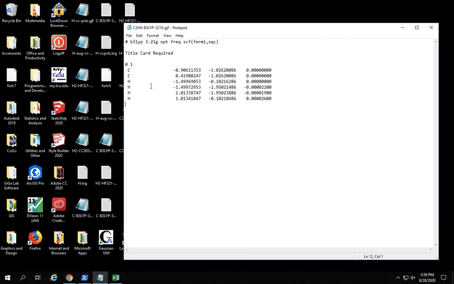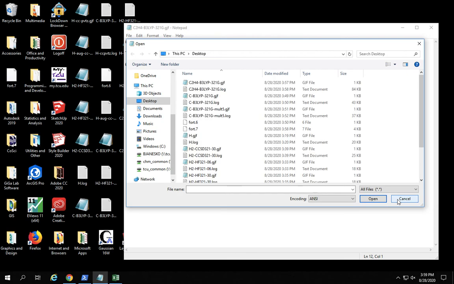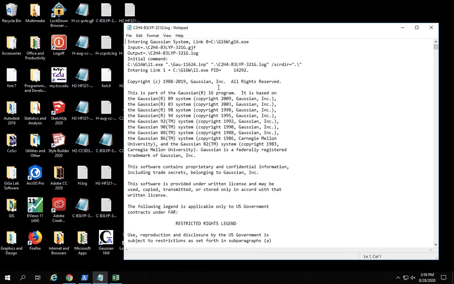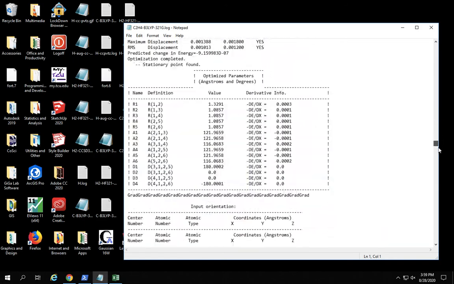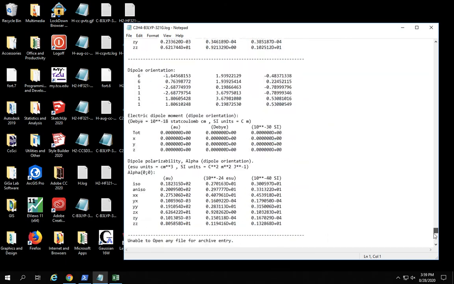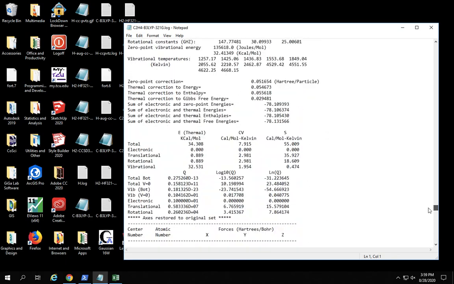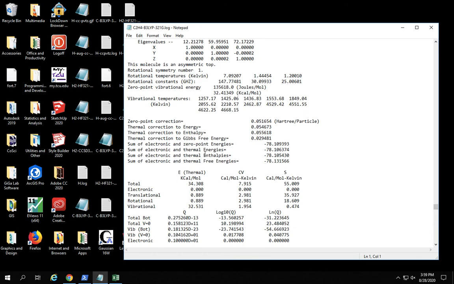Regardless, here's my results. Here's my B3LYP 321G. I scroll all the way down to the bottom. The calculation optimizes, I get vibrational frequencies. All the way at the end, I get that thermochemistry analysis. So here's my sum of electronic and thermal enthalpies. Copy this guy. Paste it in here.